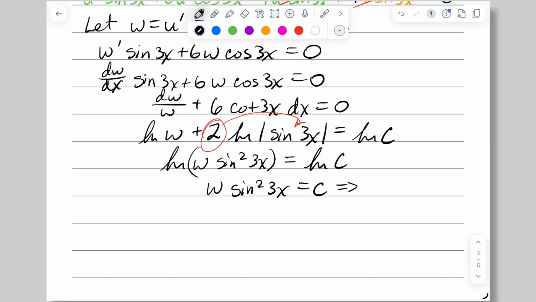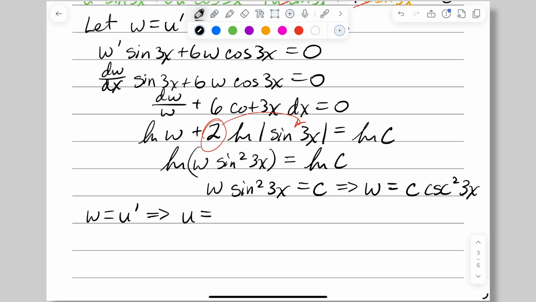And then isolating w is going to give us w = c times the cosecant squared of 3x. Now remember, we had said that w is equal to u', therefore u is equal to the integral of c times the cosecant squared of 3x dx. And again, from my previous video, what's going to be the fate of c? It's going to get rolled up into the constants that we write down when we use the superposition principle.